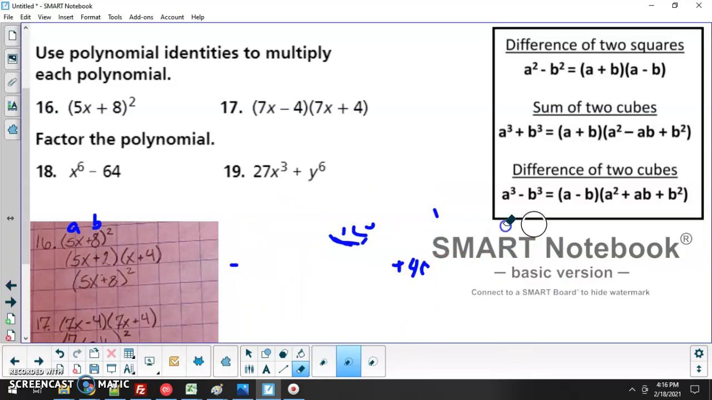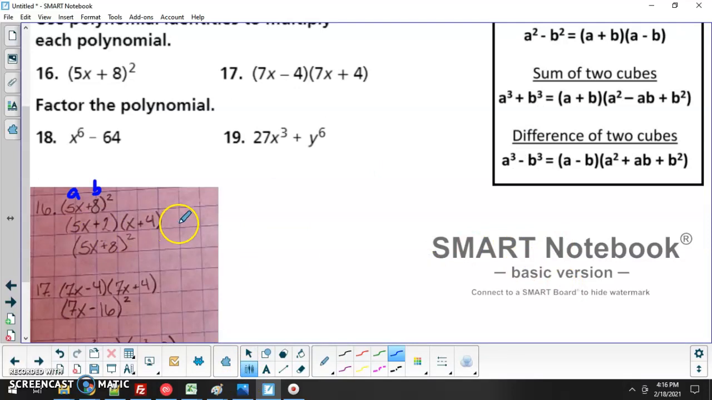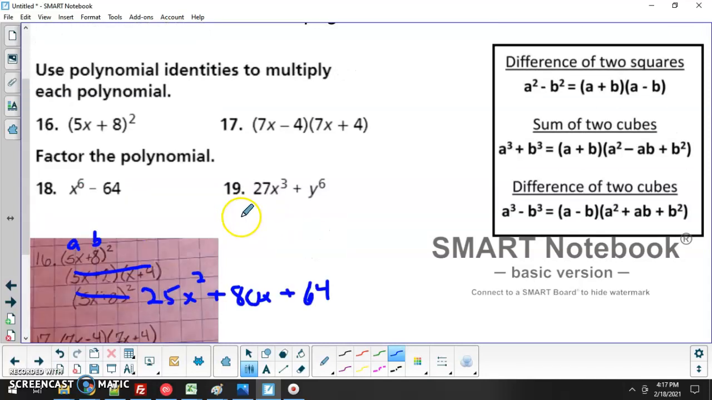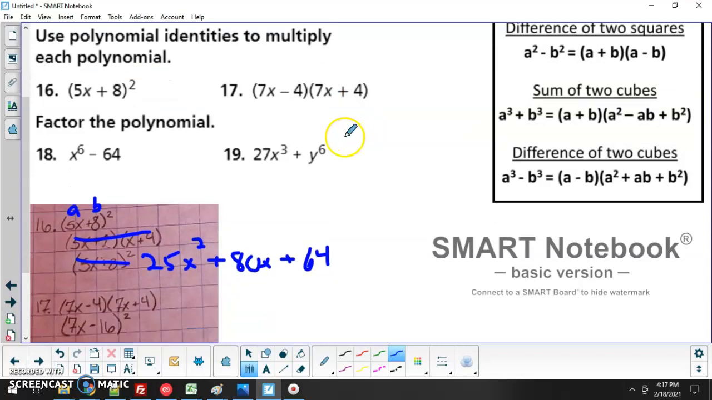So the final result for that, hard to erase here, would be 25x squared plus 8 times 5x is 40x, then double it, so it's 80x, and then plus B squared, which is 64. Okay? Which leads me to the second one here, which you're multiplying again.